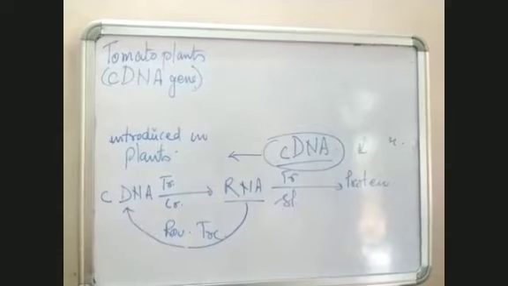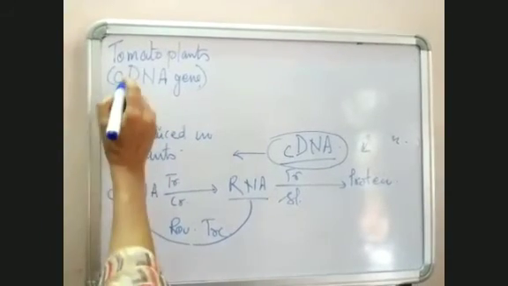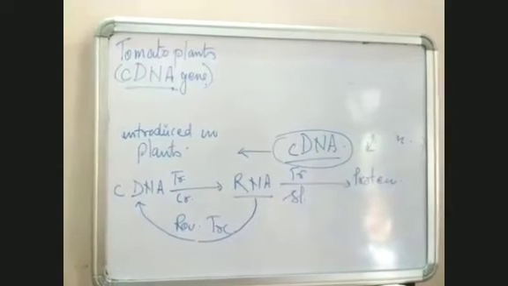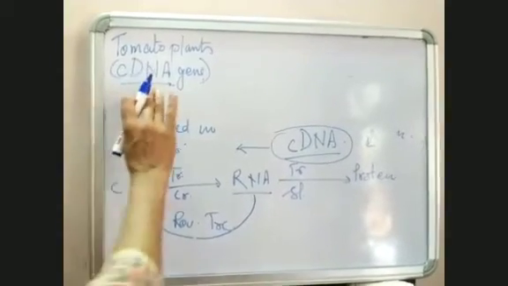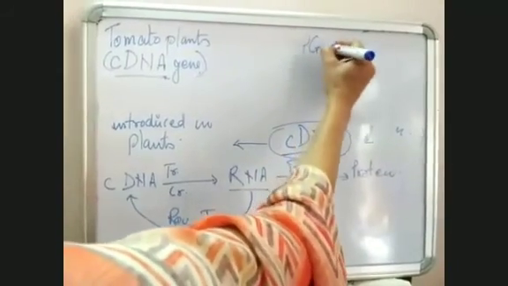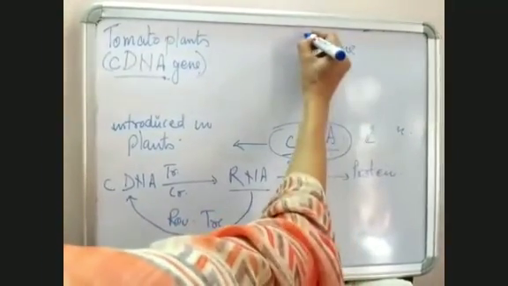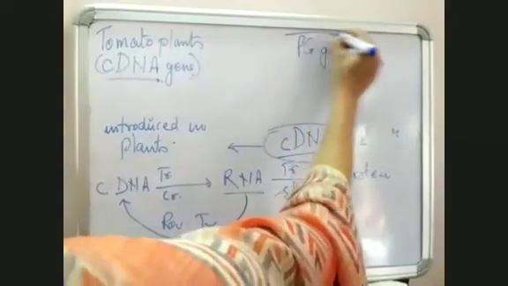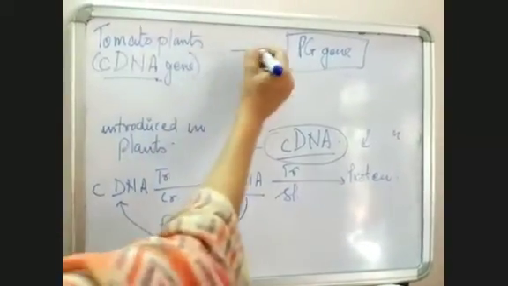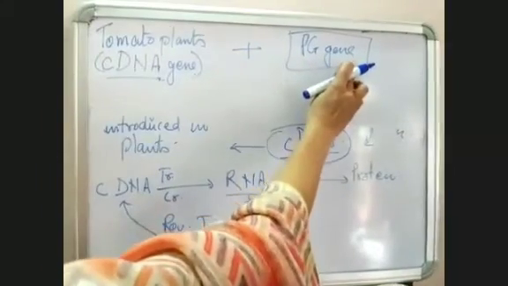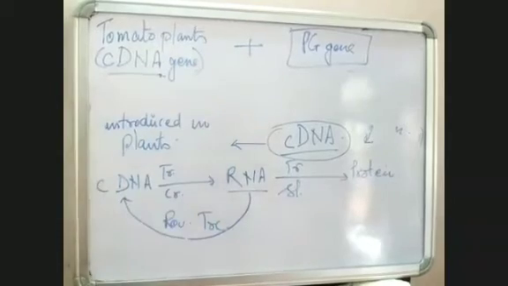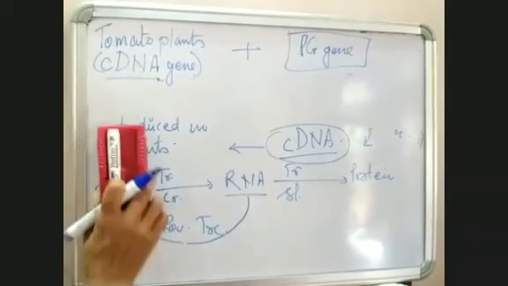Now, what happened in these plants where complementary DNA was present? The normal PG gene was also present. This is present naturally in them. That means now the tomato plant has this gene which was naturally present in them, plus this complementary DNA which was introduced in them by the researcher Mack.